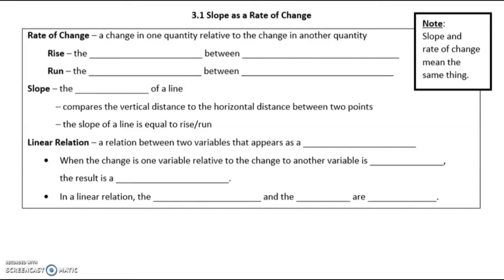3.1, slope is a rate of change. Rate of change is a change in one quantity relative to the change in another quantity. When we talk about rise, rise is to go up. This is the difference between the y values.